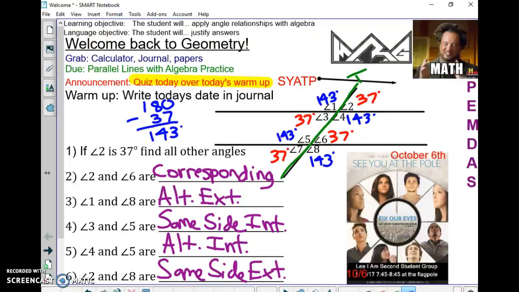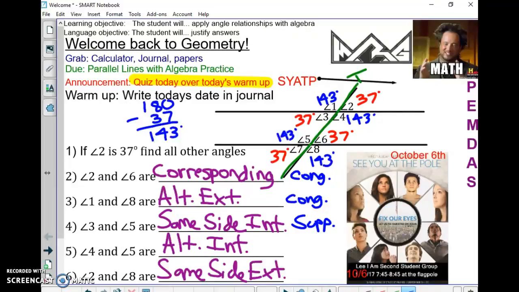So off to the side, I'm going to write these down. Corresponding, is that congruent or supplementary? Congruent. Corresponding angles are congruent because it doesn't say same side. Same side means supplementary, nothing else. What about alternate exterior? Alternate exterior are congruent because it doesn't say same side. What about same side interior? Does everyone hear me say this? Same side are supplementary. Same side are supplementary.